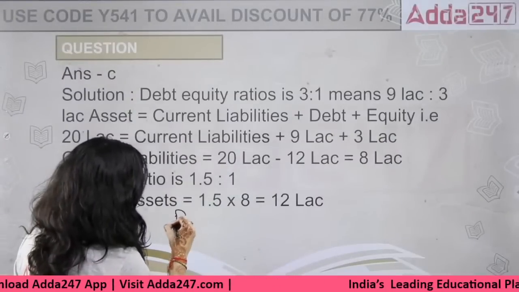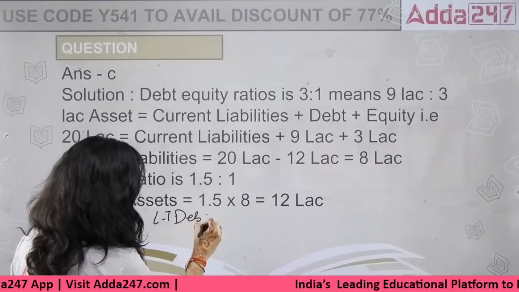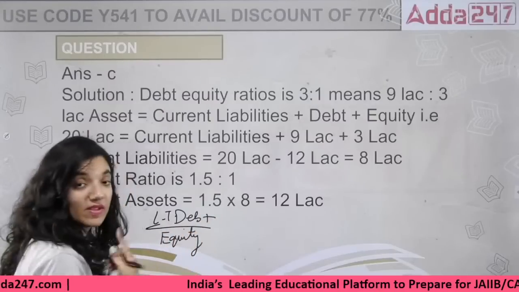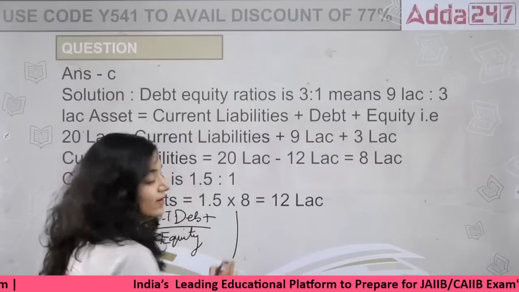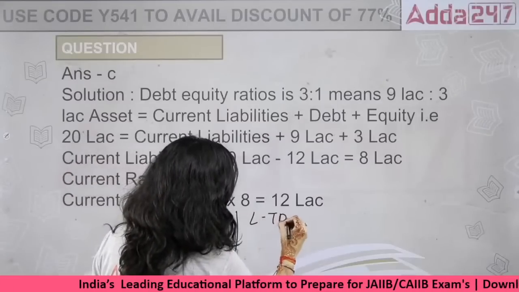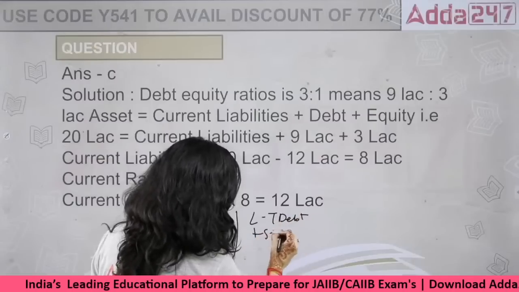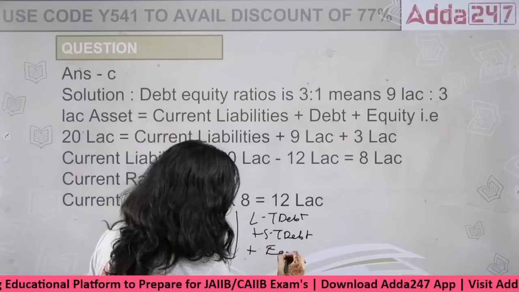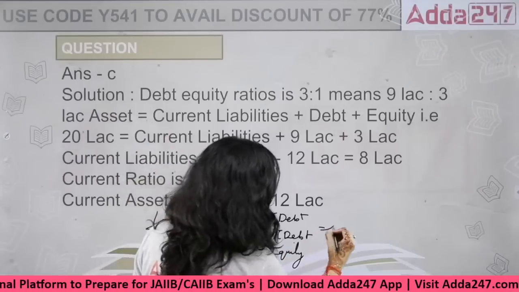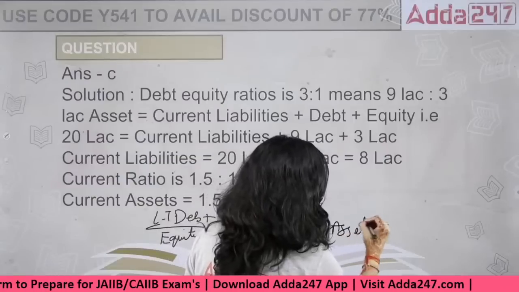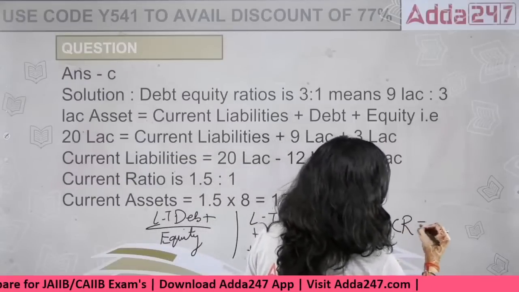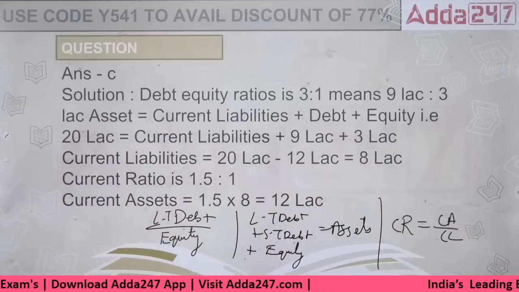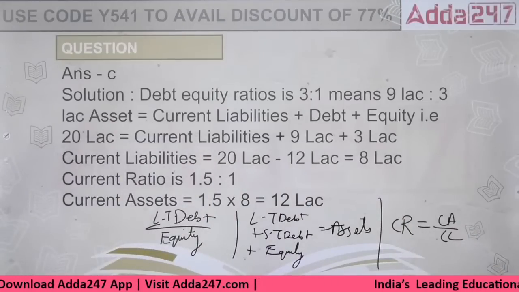First one was long-term debt upon equity. The second method that we used was long-term debt plus short-term debt plus the equity is equal to our assets. The last method that we used was current ratio is CA upon CL. So all these 3 methods are used for this question.